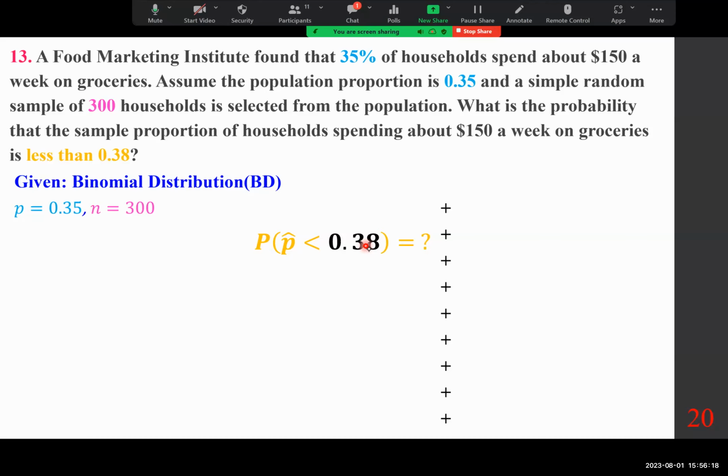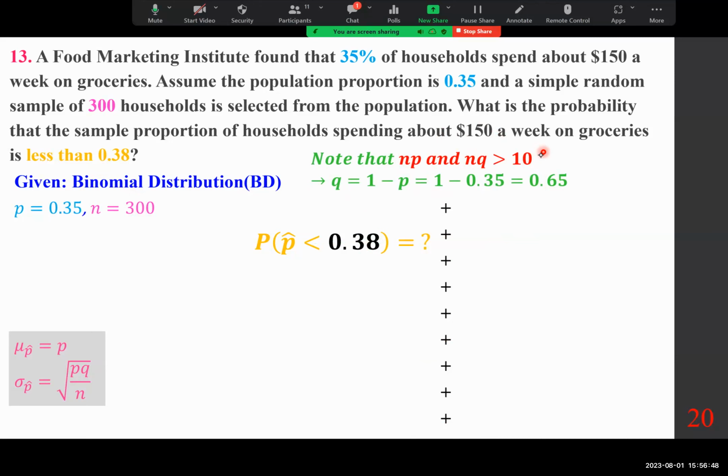Well, we can go to the z-score just the way it is by finding the following. First and foremost, notice that Q is 1 minus P as always, and it's 0.65. NP and NQ, I didn't show that, but if you multiply 300 by 0.35 and 300 by 0.65, both of them are larger than 10. Therefore, you can approximate it by normal distribution. Now, the formulas, I remind you, mu sub P hat is P and sigma of P hat squared is PQ over N. So these are the formulas. You can find them in your formula sheet.